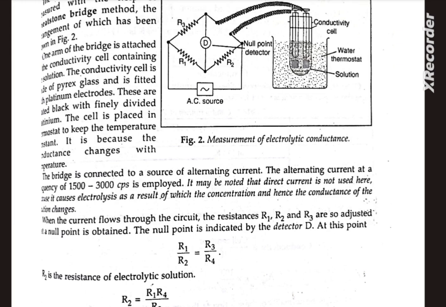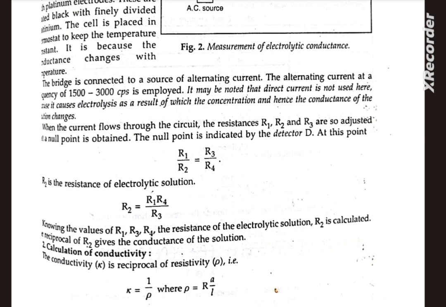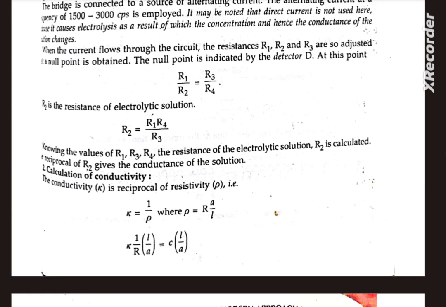When the current flows through the circuit, the resistances R1, R2 and R3 are so adjusted that a null point is obtained. The null point is indicated by the detector D. At this point, R1 divided by R2 will be equal to R3 divided by R4. Knowing the values of R1, R3, R4, the resistance of the electrolytic solution R2 is calculated. R2, the resistance of the electrolytic solution, is equal to R1 R4 divided by R3.